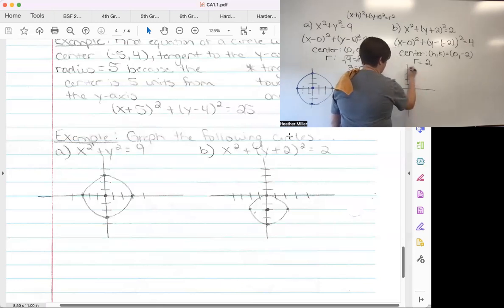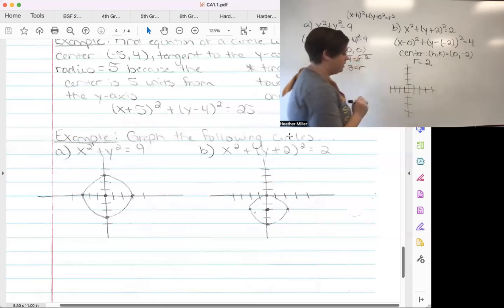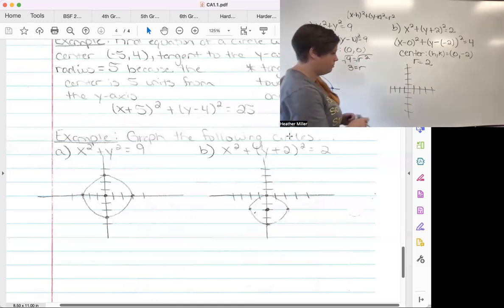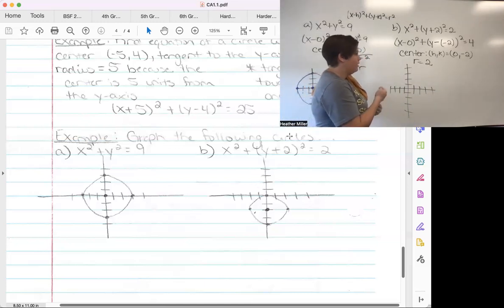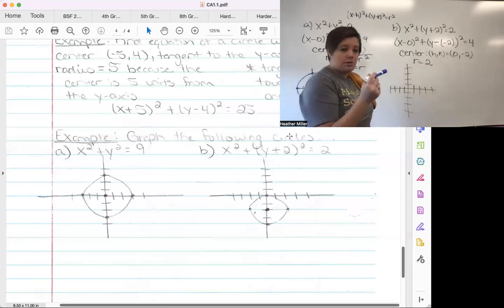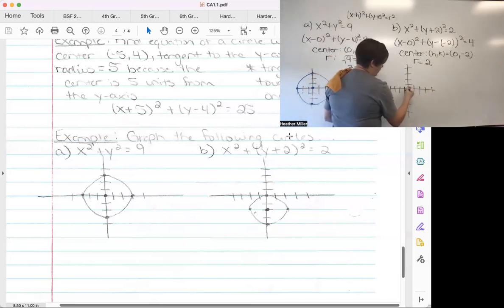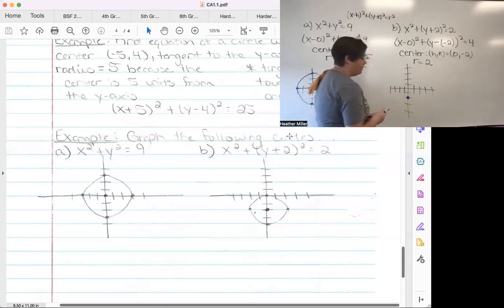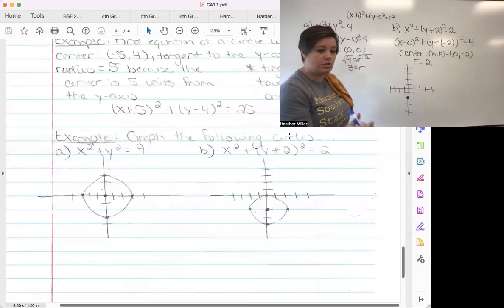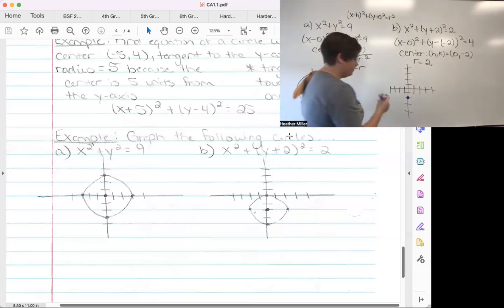So 1, 2, 3, 4, 1, 2, 3, 4, 1, 2, 3, 4. I have no idea if that's how many I need, just ballparking it. So again, we start with the center. The center we found was (0, -2). So we use 0 on our x's, down -2. And then from there, we're going to use our radius, which was 2. We're going to go up, down, left, and right.